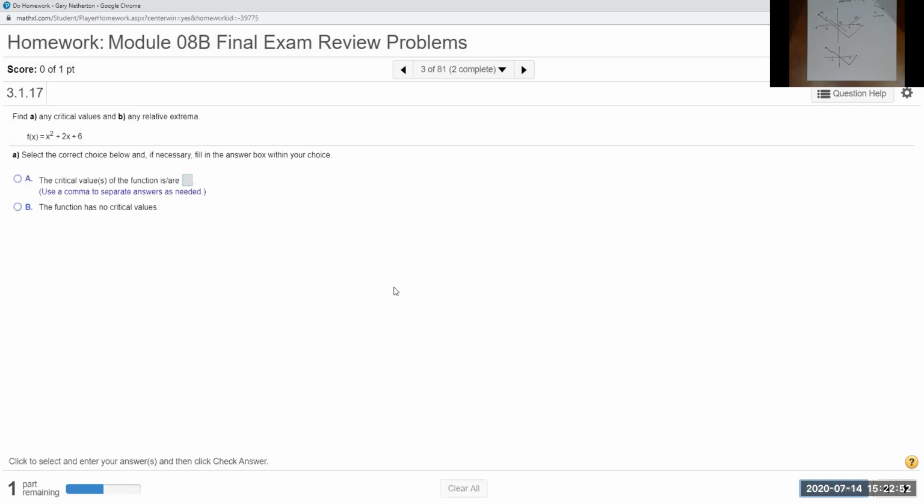All right, number 3, find any critical values in a relative extrema. So that means basically, in my language, find the maxes and the mins for this function. So let me write the function down, and then we can start talking about how to find maxes and mins, at least the way I like to do it. So the function is, so this is number 3. F of x equals x squared plus 2x plus 6.